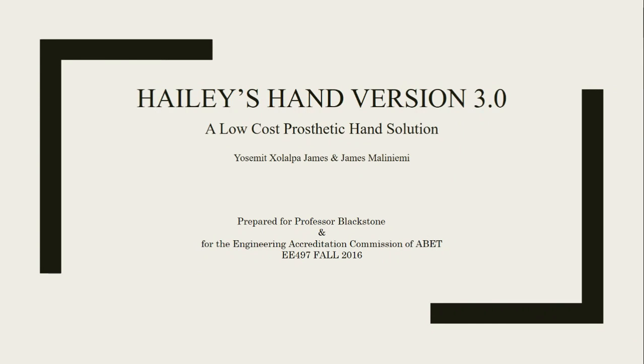Hello, this is the ABET 5-minute video for the Engineering Accreditation Commission for ABET. This is the senior design for the EE497 class, and what I'm presenting is Haley's Hand version 3.0. It is a low-cost prosthetic hand solution, and it is part of the Haley's Hand project, so this is version 3. It's an improvement upon the previous version. And here we go.